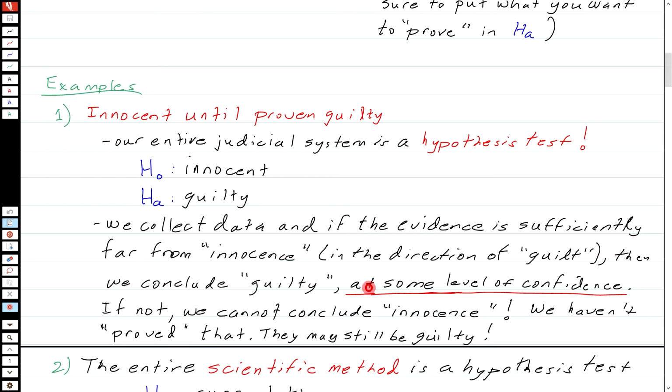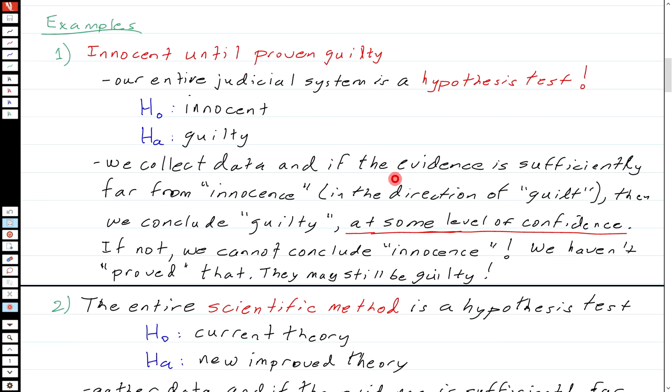And this will be done at some level of confidence. We're never going to be 100% sure that you're actually guilty, and so sometimes we make mistakes in the judicial system, and that's unfortunate, but there's really no better way of doing this. By the way, if we are unable to reject H0 and prove guilt, it doesn't mean that we've proven innocence. You could still be guilty, just not found out. So we do not prove innocence. If we fail to reject H0, you could be innocent, but we haven't proven it.